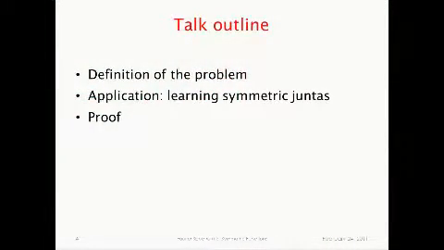Okay, so what I'll do, I'll first define the problem. I'll define what the Fourier transform is, what symmetric functions are, and what is the question that I'm going to study. And then I'll give one application of this question to the scenario of learning symmetric juntas. And because this is a seminar in theory of computing and not a general talk, there will be proofs, many proofs. One proof, but in many parts.